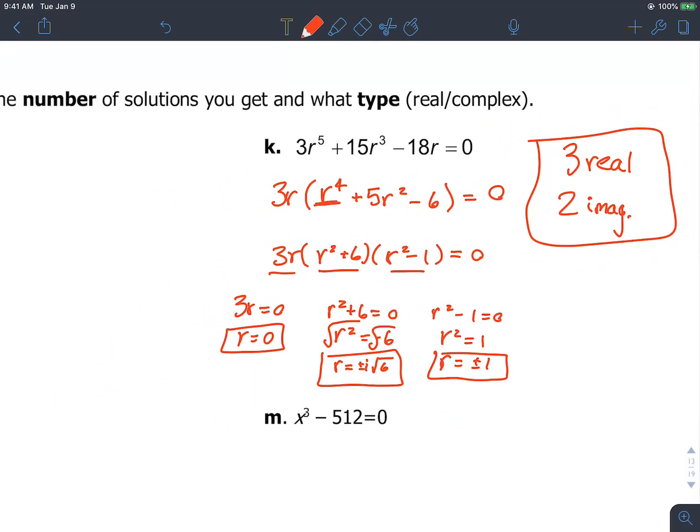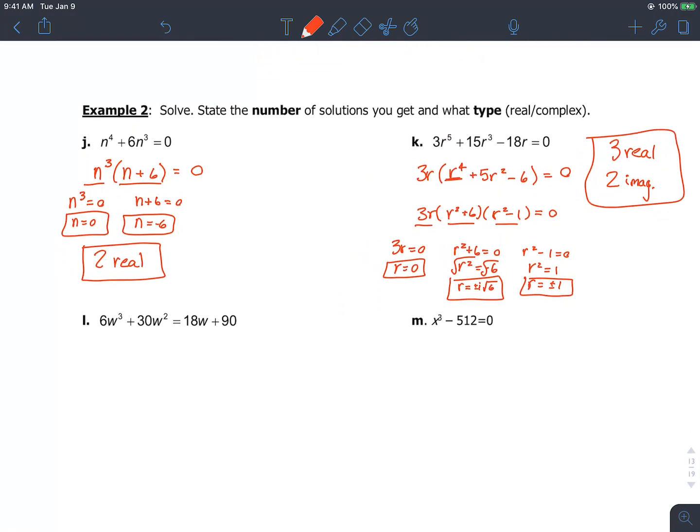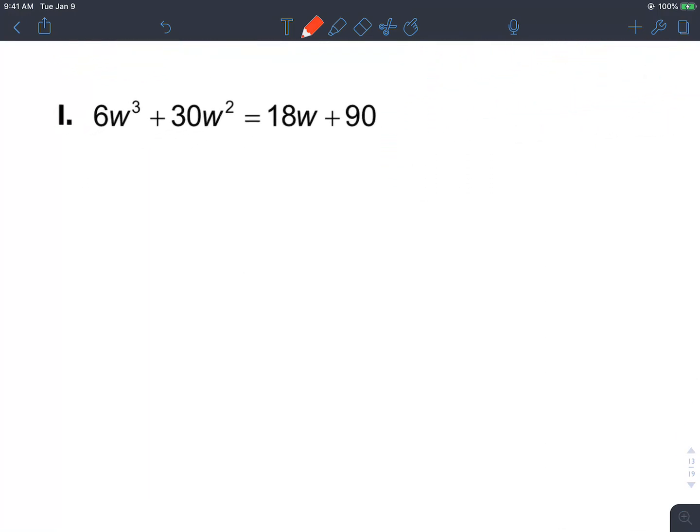Okay, and another property that we're going to eventually get into here is the highest power, or the degree of the polynomial, will tell you how many solutions you have. So if you have degree 5 here, you better have 5 total solutions. We kind of get into that a little bit more later.